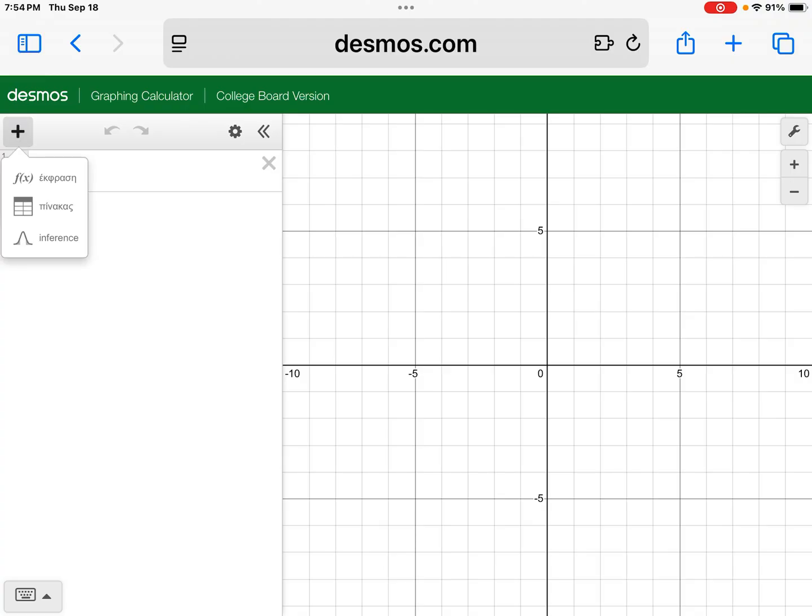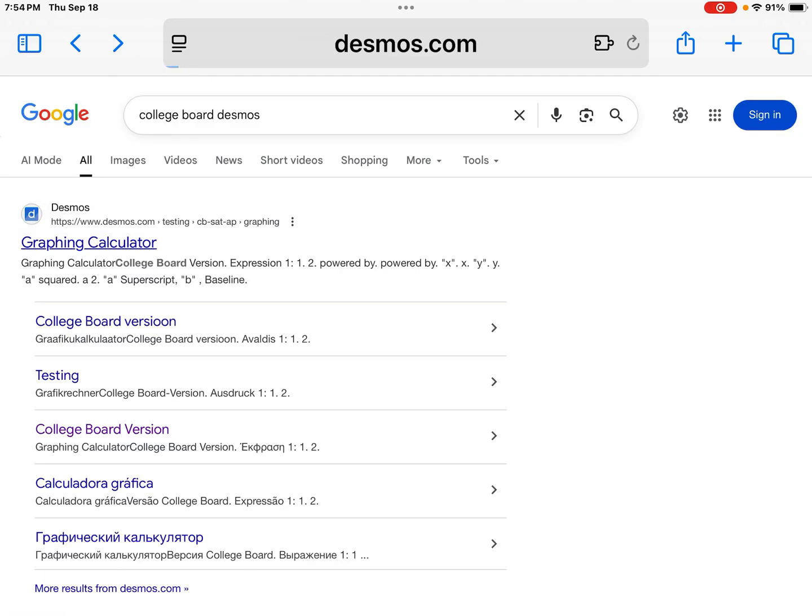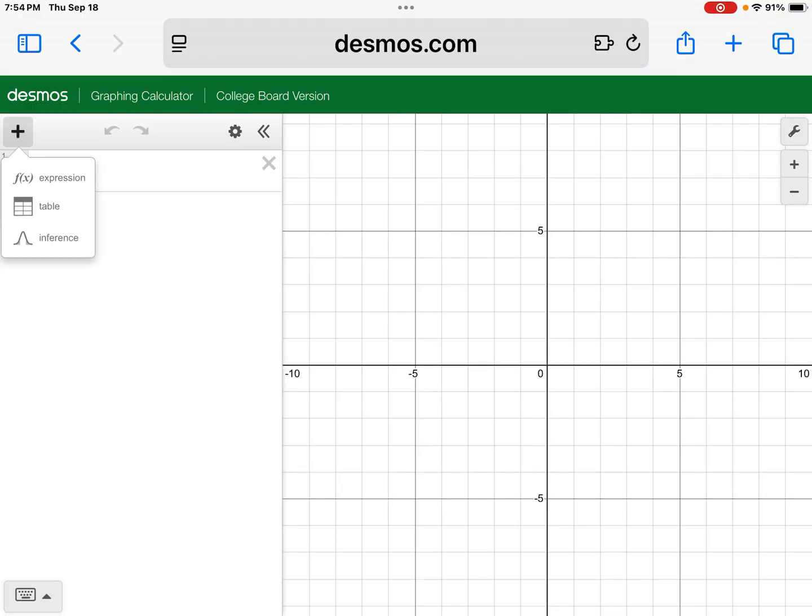All right, so we're going to go ahead and add our table. For whatever reason, this is a different language. That's a little weird. There we go, English. That's what I need.